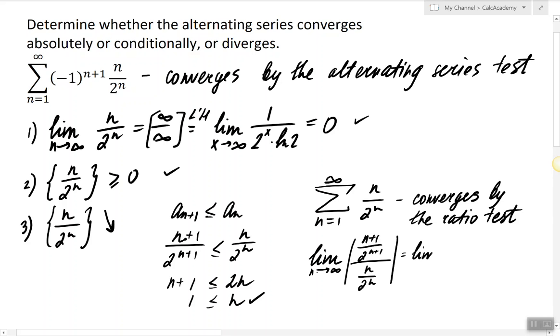In this case, we have 2 to the n, so we have n plus 1 over 2n, which is equal to 1/2, which is less than 1. So the series made of the absolute values of the terms of the original series converges. Therefore, the original alternating series converges absolutely.